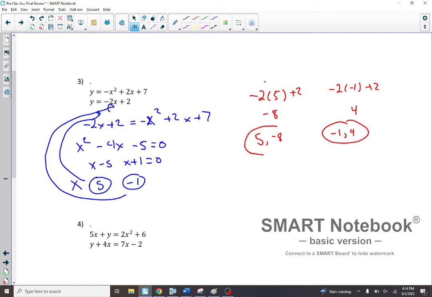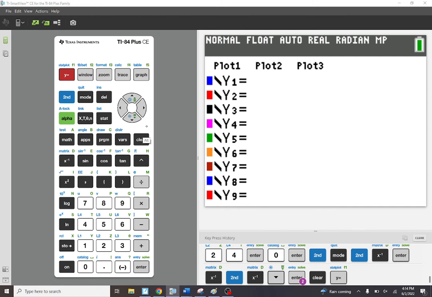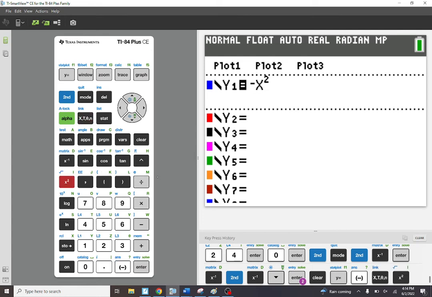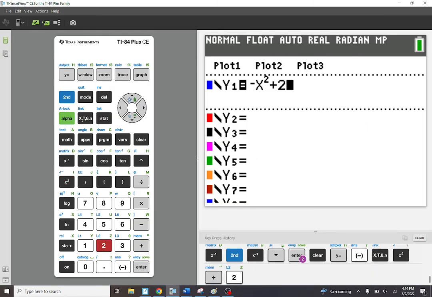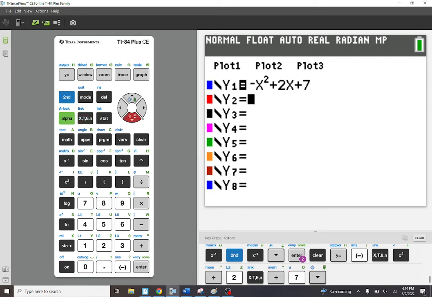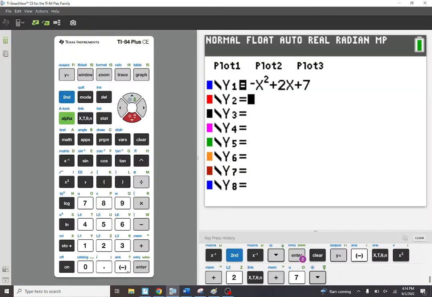But you're like, Mr. Tobel, you just said the matrices only works for normal ones, no quadratic ones. So what can I do? Well, we could use graphing to our advantage. So I'm going to click y equals, and I'm going to graph both of these. So y equals negative x squared. Make sure when you click negative, it's the negative button on the bottom, not the subtraction button, or you're going to get an error. Plus 2x plus 7. And then down here is going to be negative 2x plus 2.